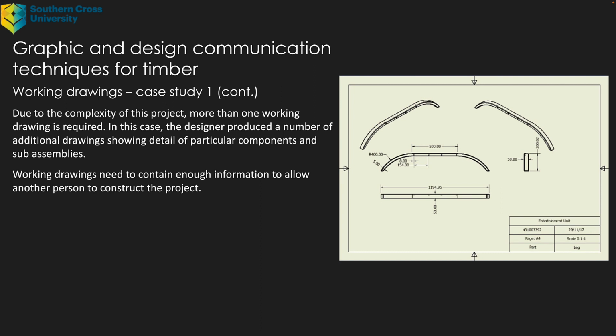So you can see here, I've just included one as an example, and this is of the legs which were bent. So working drawings need to contain enough information to allow another person to construct the project. One of the things about AS 1100, and it relates to that sentence there, is it must contain enough information, but not too much. So for example, if one of your working drawings gives the information like the dimension of a width of a component, that dimension does not have to be repeated elsewhere in the working drawing.